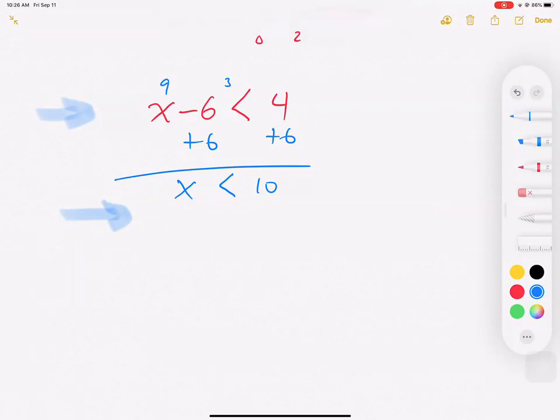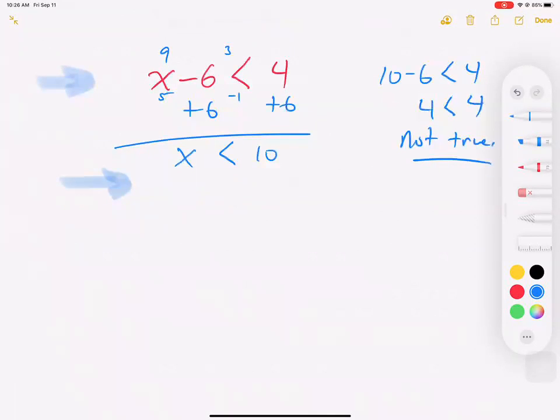Another number that's less than 10, let's say 5. 5 minus 6 is -1. Isn't -1 less than 4? Yeah. How about 10? 10 minus 6, is that less than 4? Well, 10 minus 6 is 4, and is 4 less than 4? Not true. So we found the last answer that was really close that actually doesn't work.